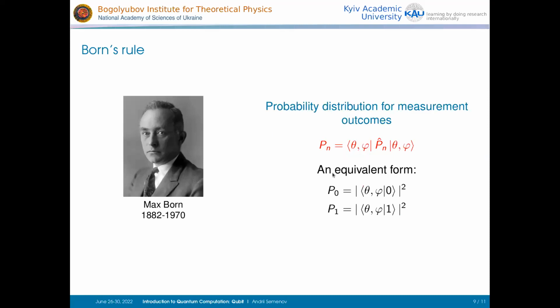You can write it down in a little bit less complicated form, also used in textbooks on quantum mechanics. You can write down your projection operator, remembering that this is a projection on, for example, the state n. In this case, P0 is the squared absolute value of this scalar product, theta phi and 0, and P1 is the squared absolute value of the scalar product of theta phi and 1.